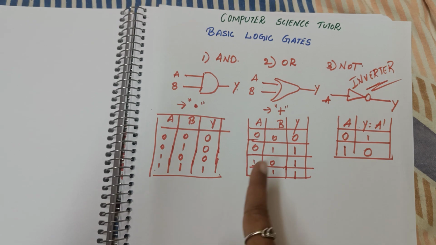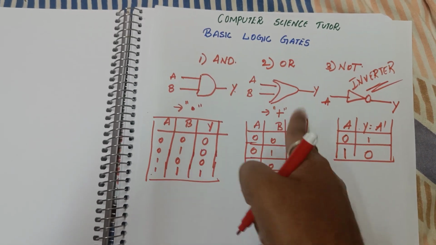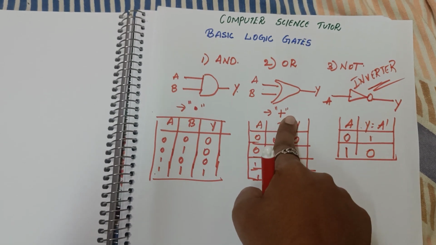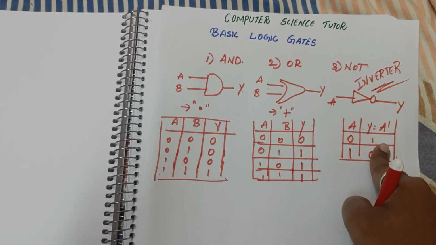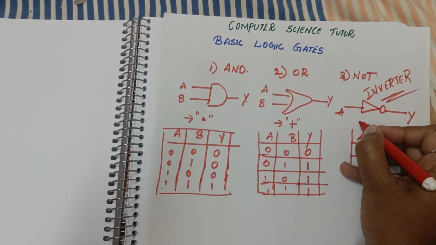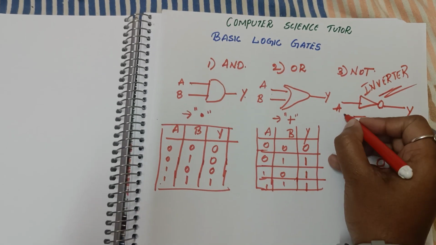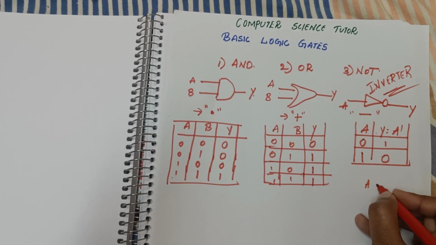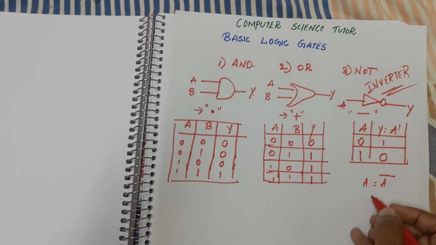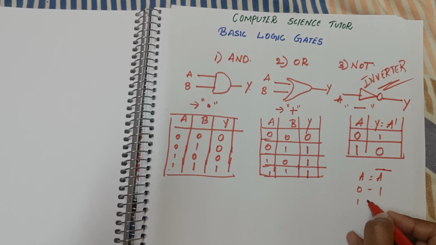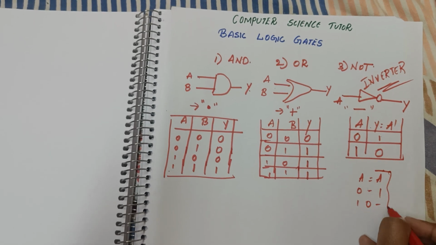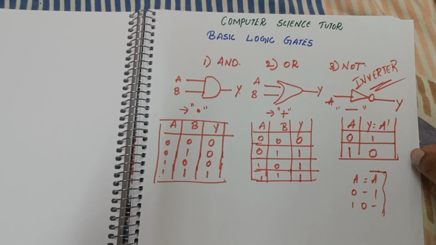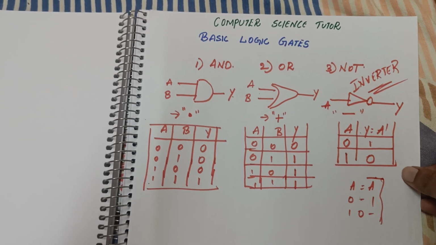So these are the three basic logic gates, AND, OR, NOT, with their circuit symbols and normal symbols, and this is the truth table. The symbol for NOT gate is always a bar or complement. So if you take A, it means A complement. So 0 means 1, 1 means 0. So this is how the basic logic gates work.